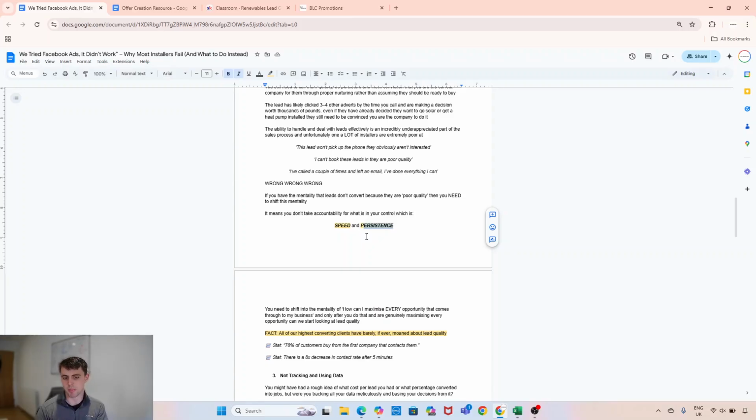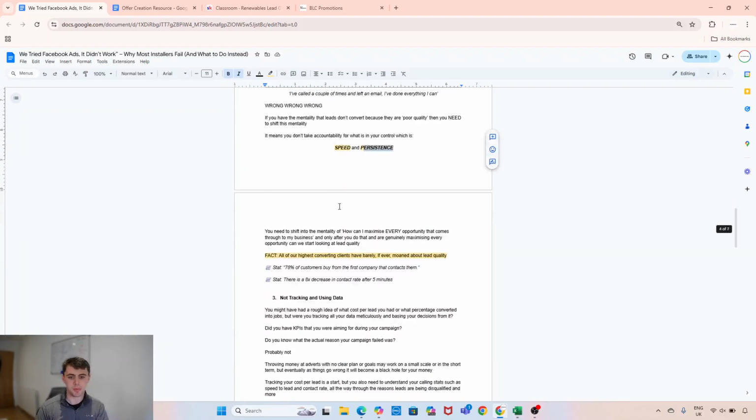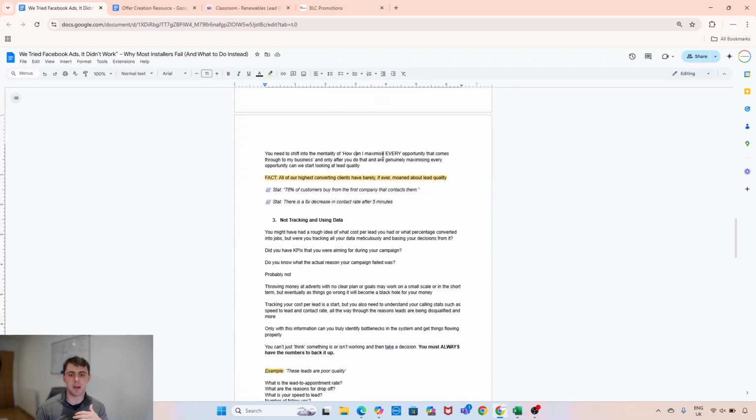And then the second one, persistence, is if you don't reach that lead straight away, how many times can you make contact with them, whether that's WhatsApp, phone call, email. You really need to make sure you do everything you can to get hold of that customer and get the opportunity to give them a quote. And if you do get into the mentality of how can I maximise every opportunity that comes my way, you'll start to see a lot more deals come through the door and you'll start to see much better results in your advertising campaign. And a little fun fact is that all of our highest converting clients, so the clients that we have that have the highest sales conversion rates, barely, if ever, mention lead quality. They're always just completely focused on what they can do to maximise what's coming towards them.